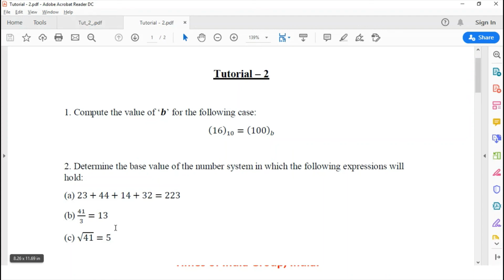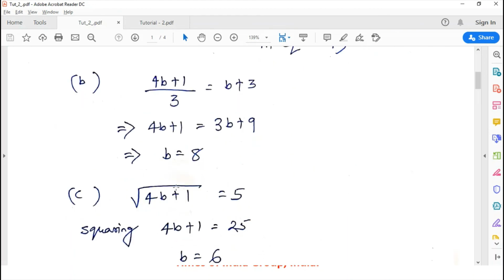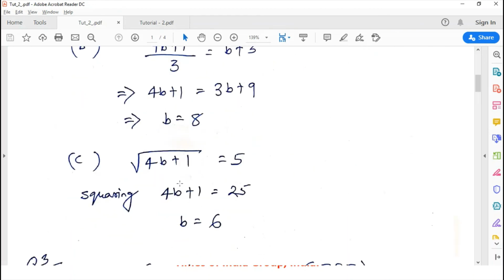Okay, now the final question over here is the square root of 41 is equal to 5. So in which base system will this equation hold true, that we need to find. So again we will assume that the base system is b. First of all we convert these numbers into the base b, and then we will solve the equation. So ultimately my equation will be square root of 4b plus 1 is equal to 5.